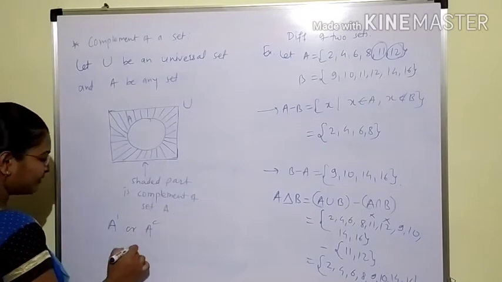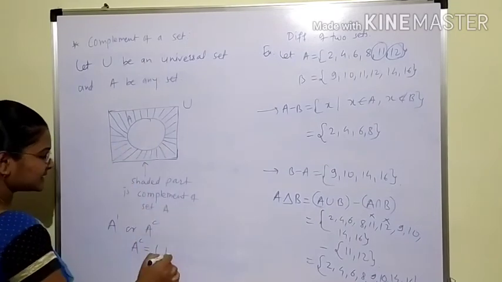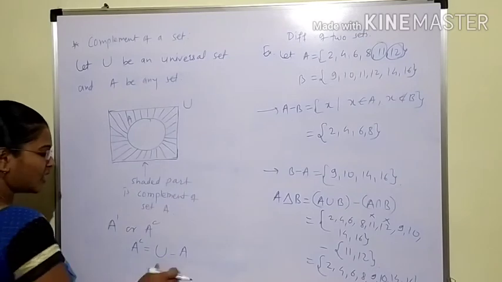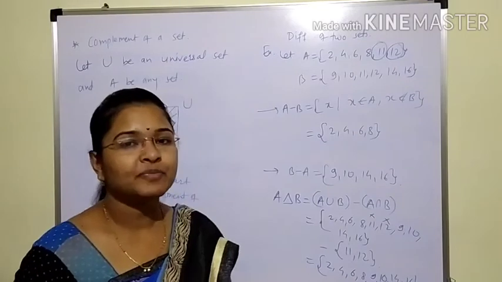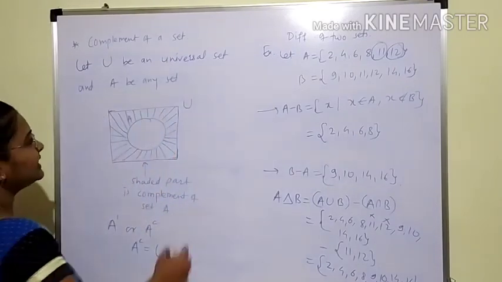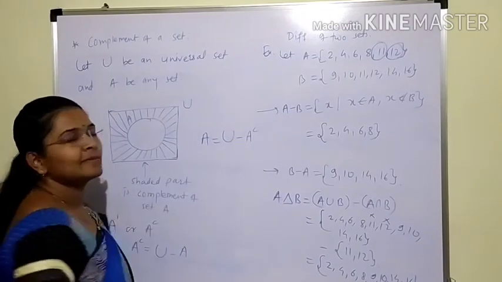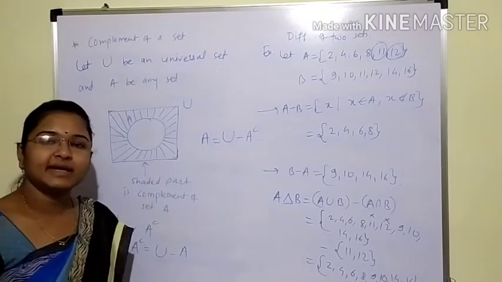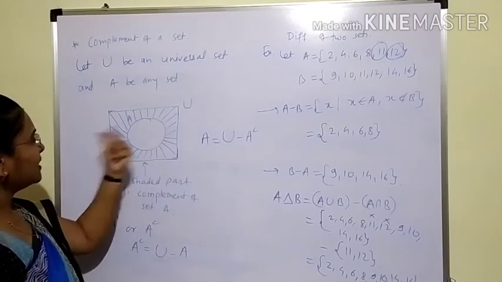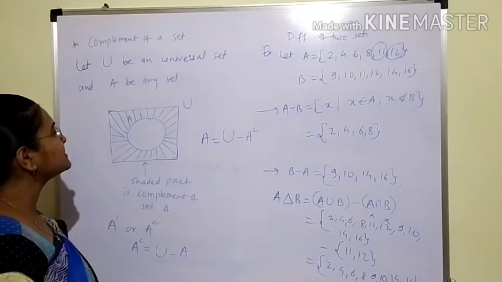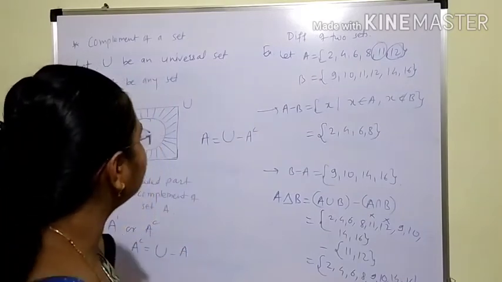So we can define A complement as universal set minus set A, means complement of any set. It is a difference between the universal set and the original set. Or we can write any set A as a universal set minus the complement of the original set. Getting any doubt in this? Now students, if there are more than one sets in a universal set, then how can we write the complement of any set? Now we'll see that.